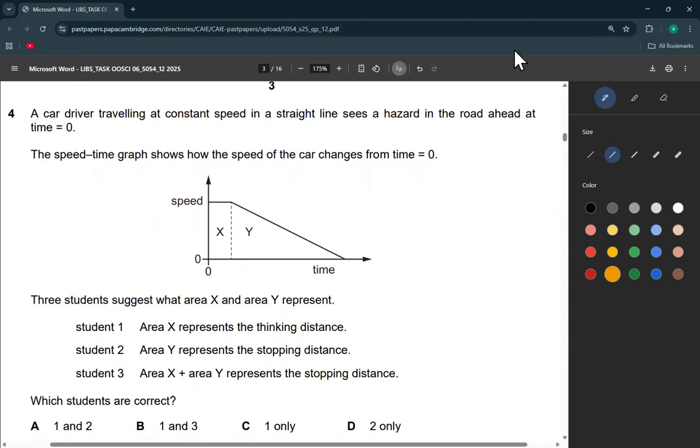a car driver traveling at constant speed in a straight line sees a hazard in the road ahead at time equals to 0. Okay, so the speed time graph shows how the speed of the car changes from time equals to 0. All right, let's focus on the graph.